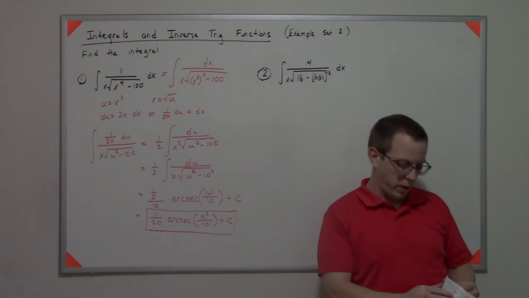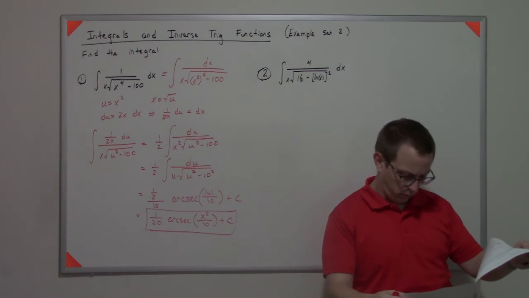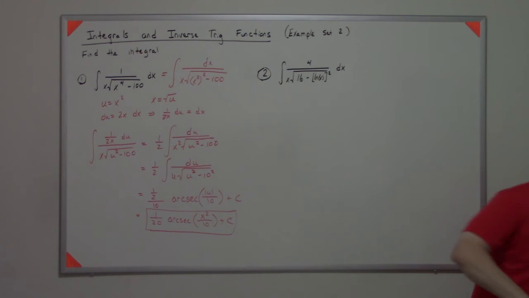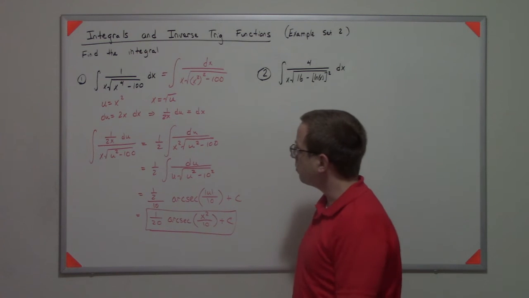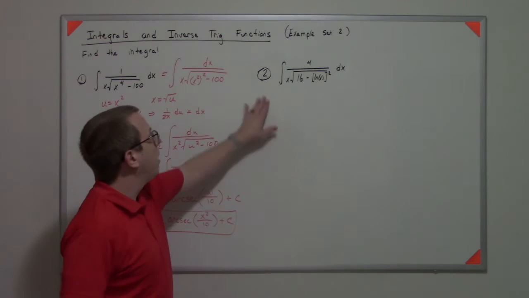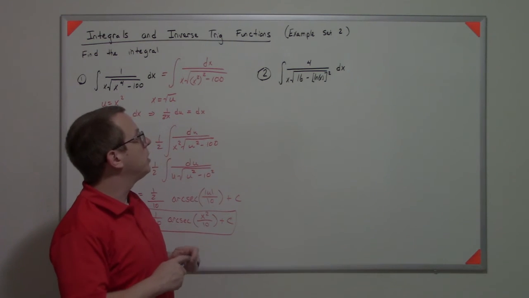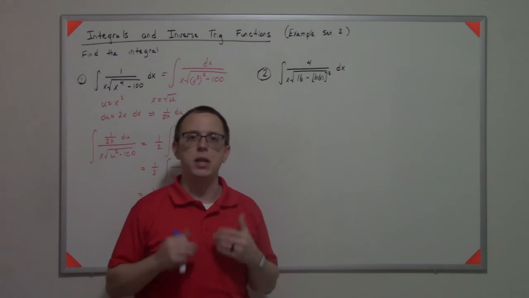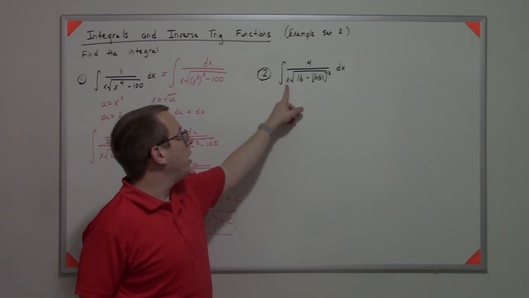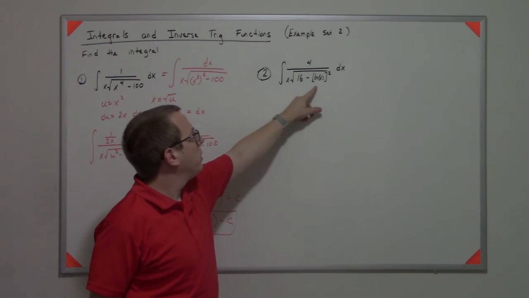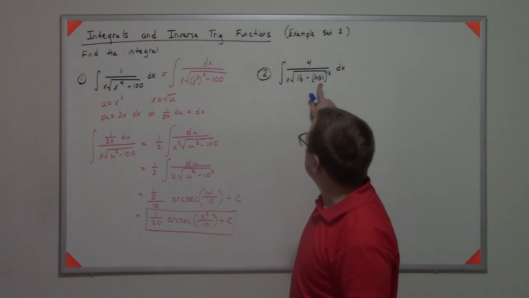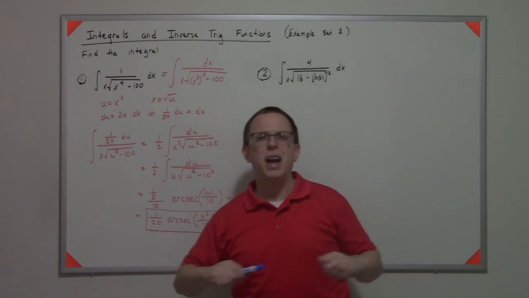Let me check my notes real quick. Looks good. Let's do this one. Alright, so I have 4 over x times the square root of 16 minus natural log of x squared dx. Now in this particular case, this looks a lot like an arcsecant. You've got an x and you've got something minus x squared, which doesn't quite look like an arcsecant, because this isn't here. So that's a little bit odd.